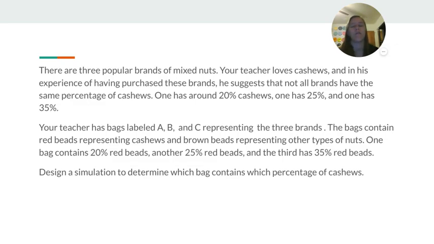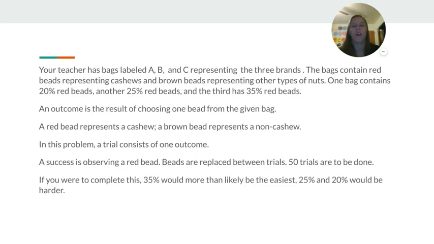So the teacher has bags labeled A, B, and C representing the 3 brands. The bags contain red beads representing cashews and brown beads representing other types of nuts. One bag containing 20% red beads, another 25% red beads, and the third has 35% red beads. So you want to design a simulation to determine which bag contains which percentage of cashews. So your outcome would be the result of choosing one bead from the given bag. A red bead represents a cashew. A brown bead represents a non-cashew.